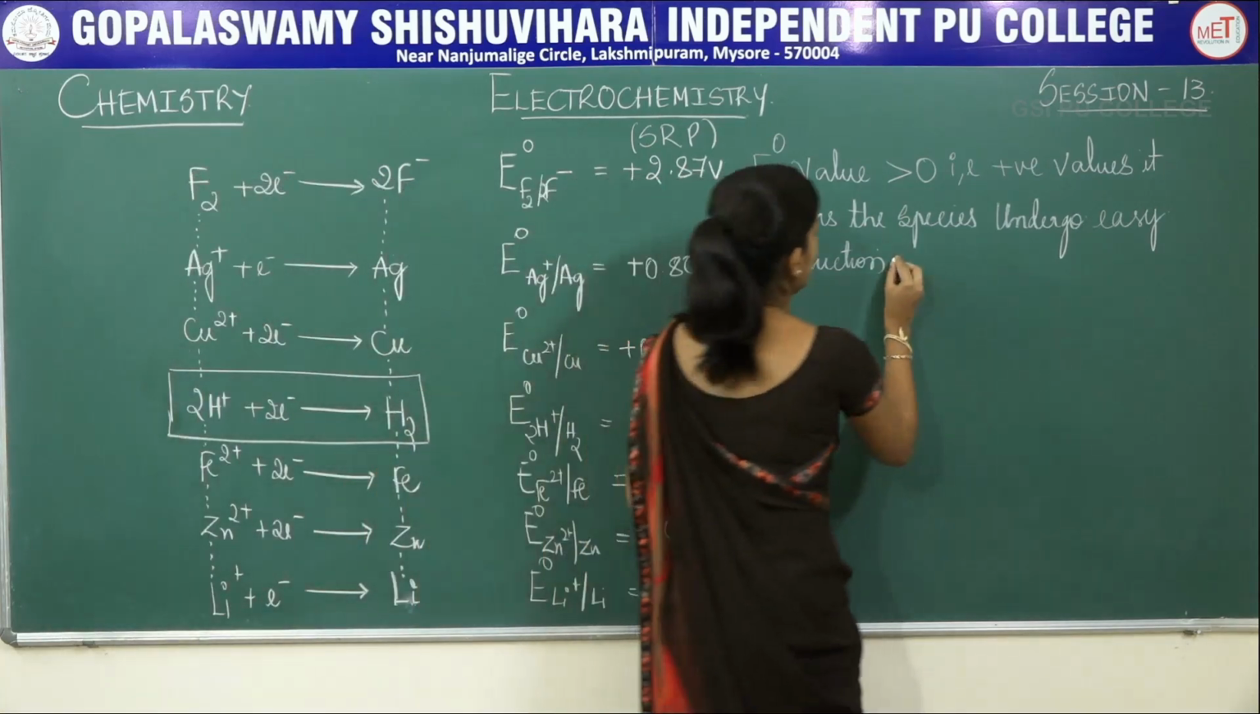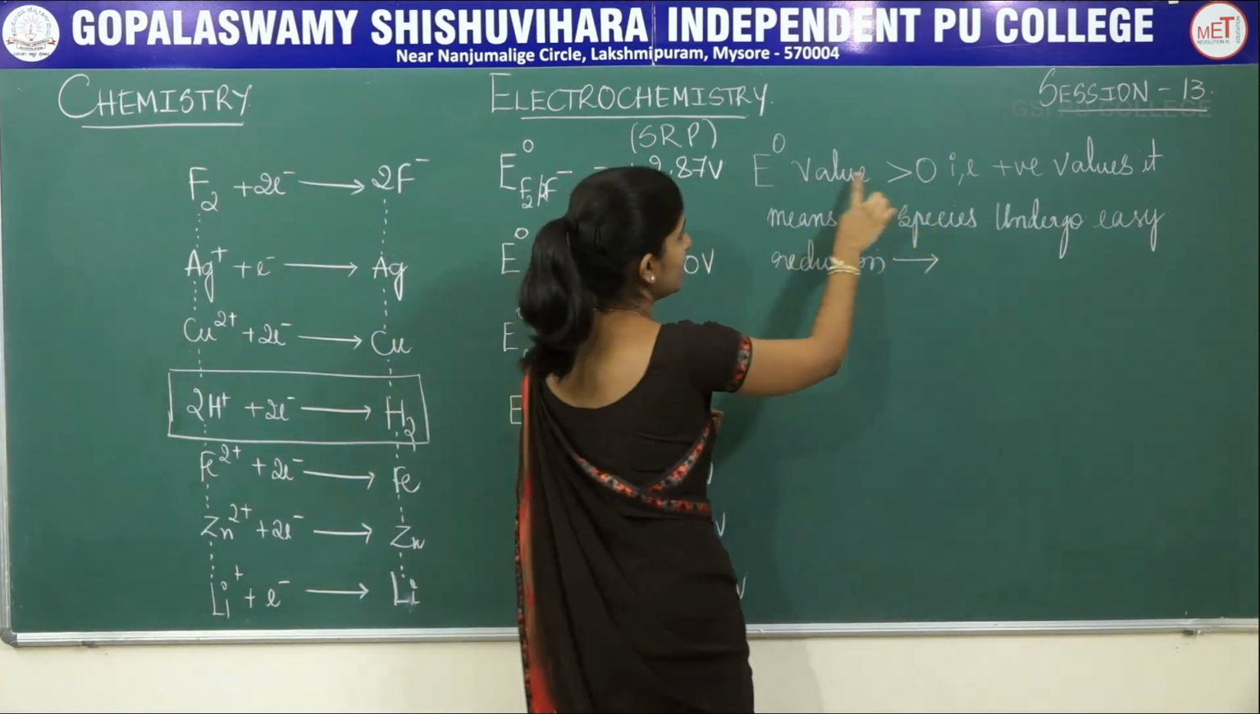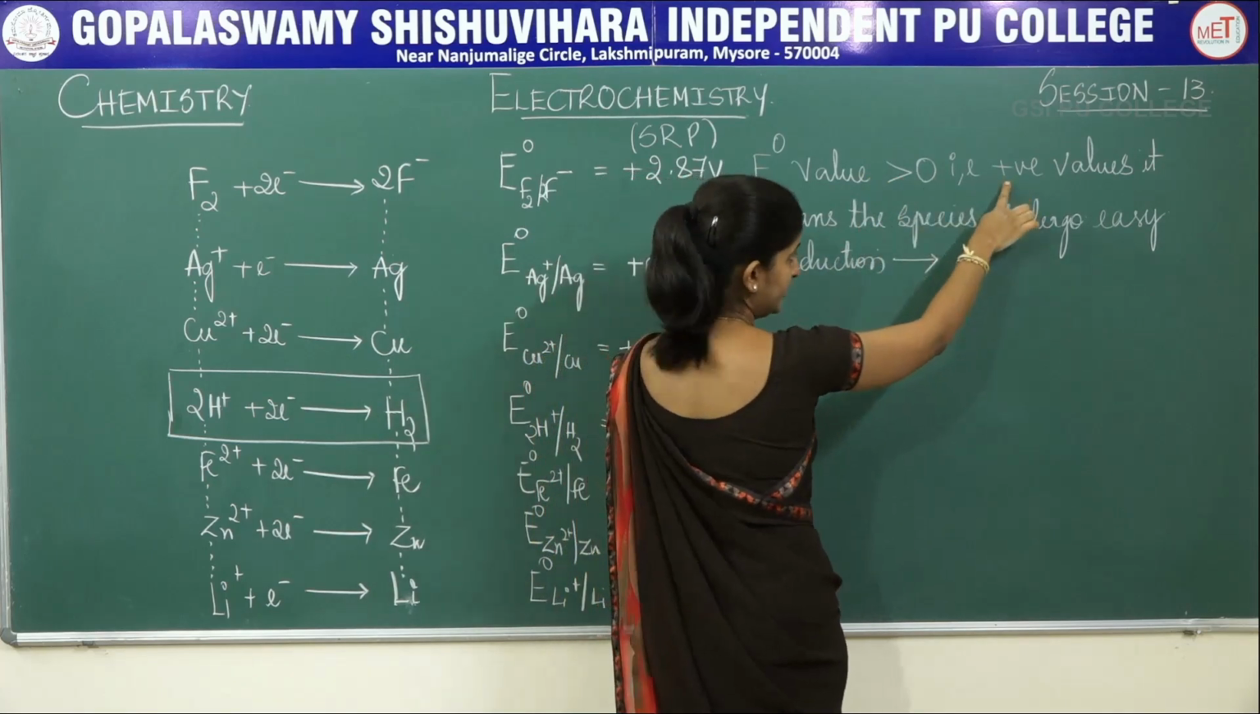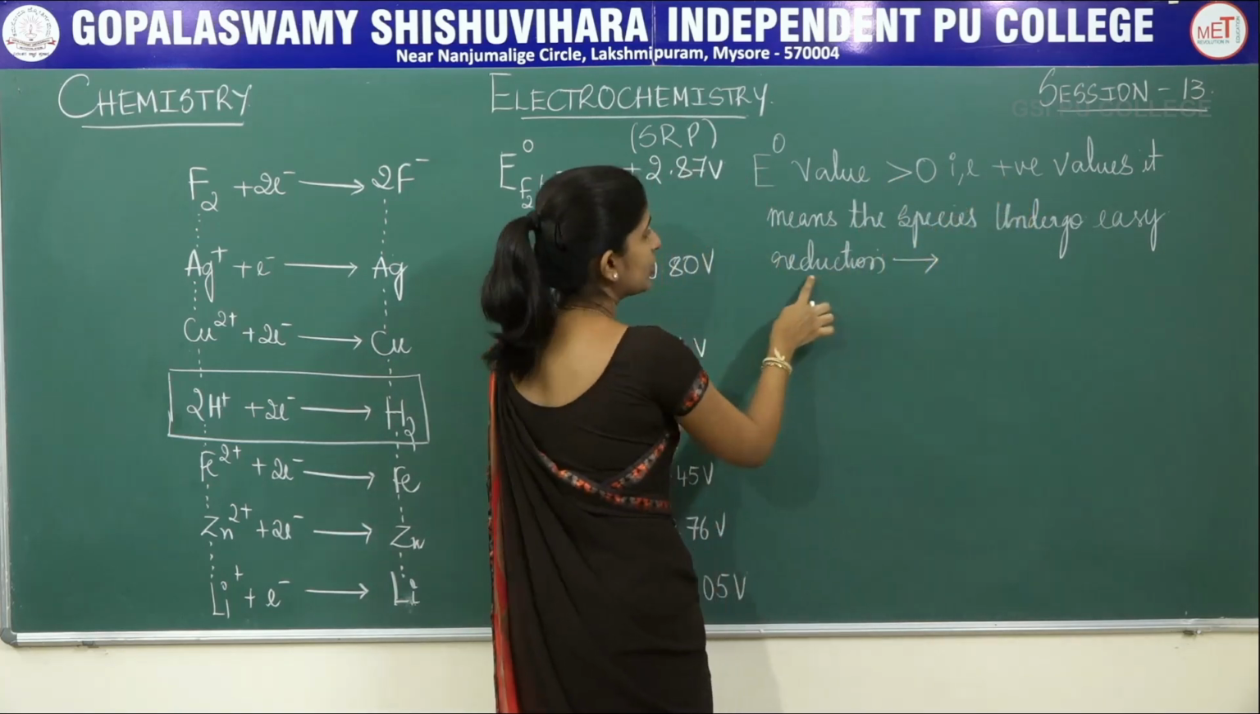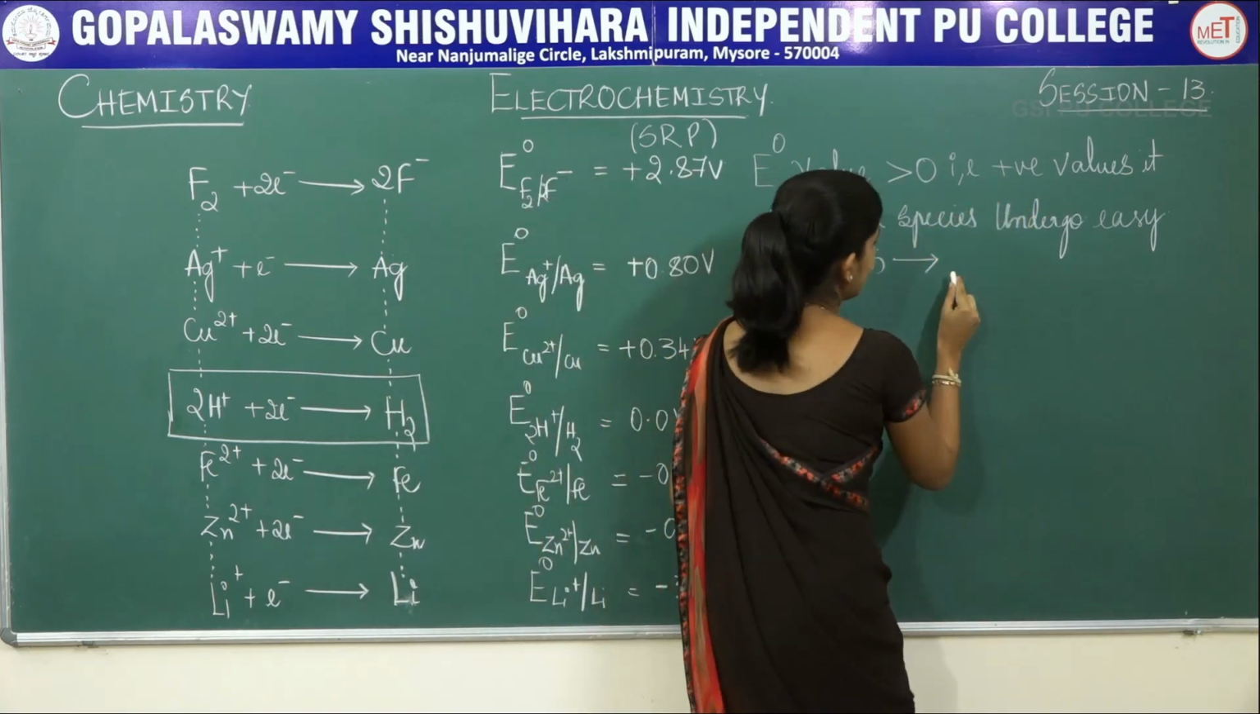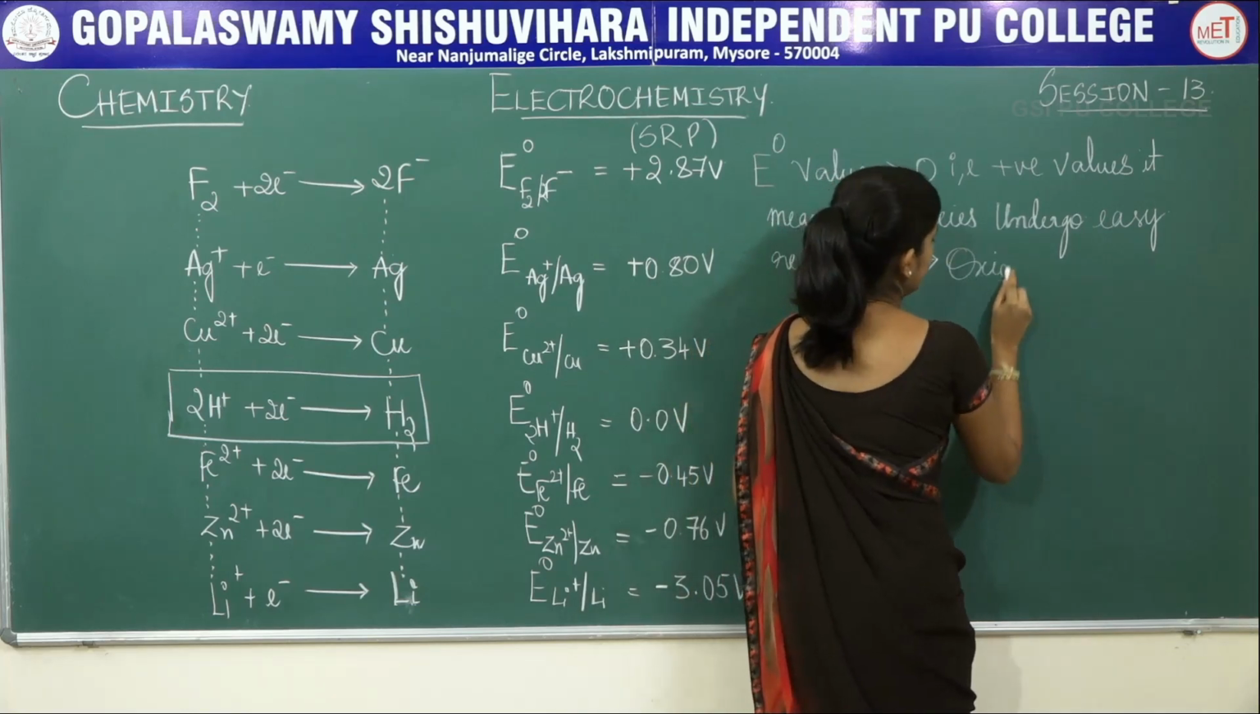So these elements whose value is greater than 0, that is positive values, species undergo easy reduction, which means these are oxidizing agents.